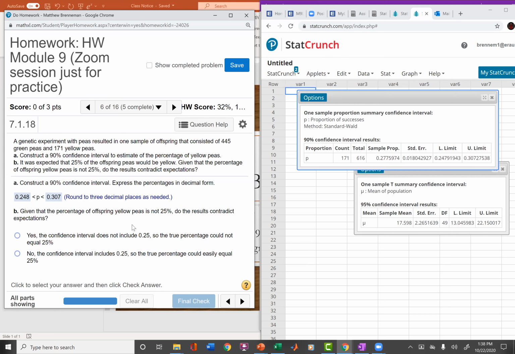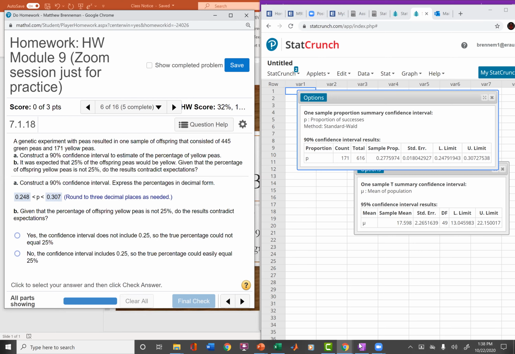So is everyone good so far? Yes. All right, very good. Now it says, let's suppose, for example, that you're an omniscient being and you know the percentage is not 25%. Do the results contradict your expectations?